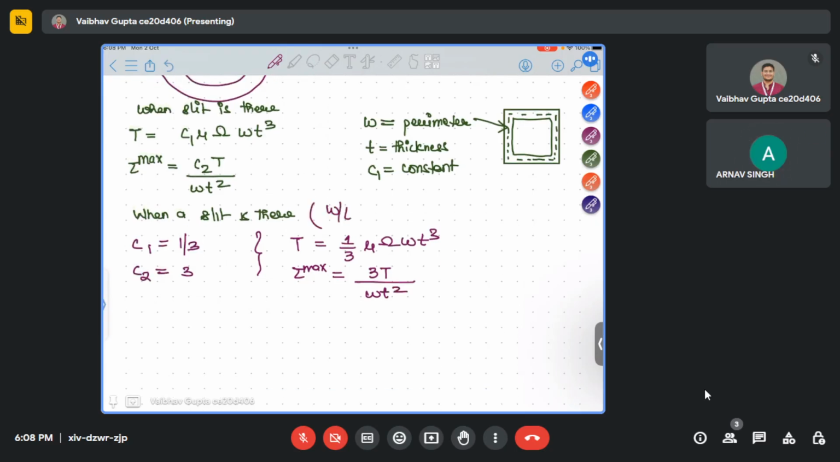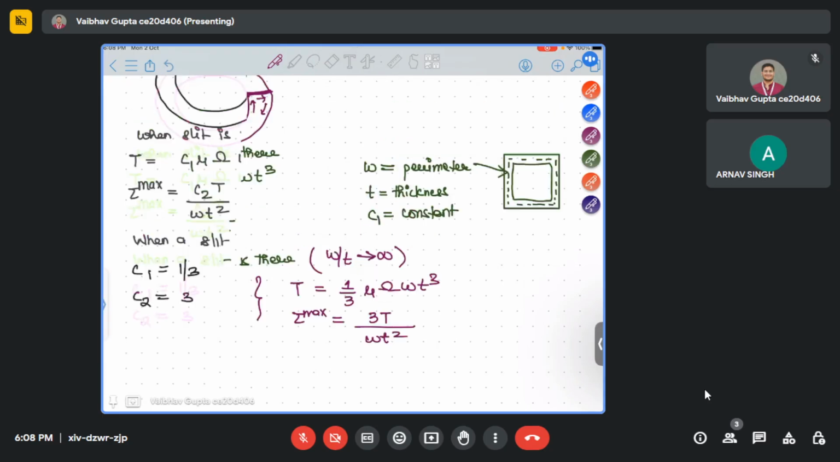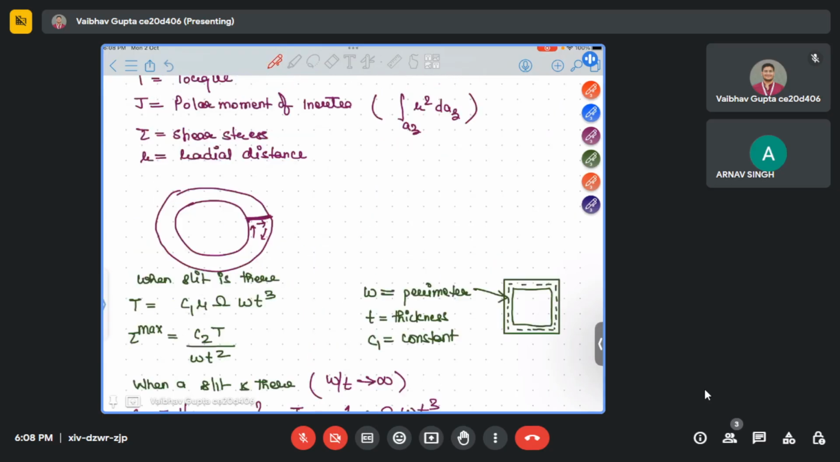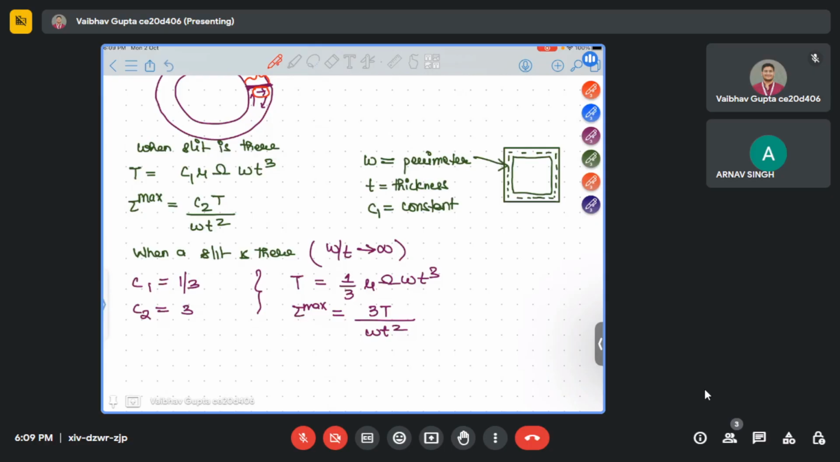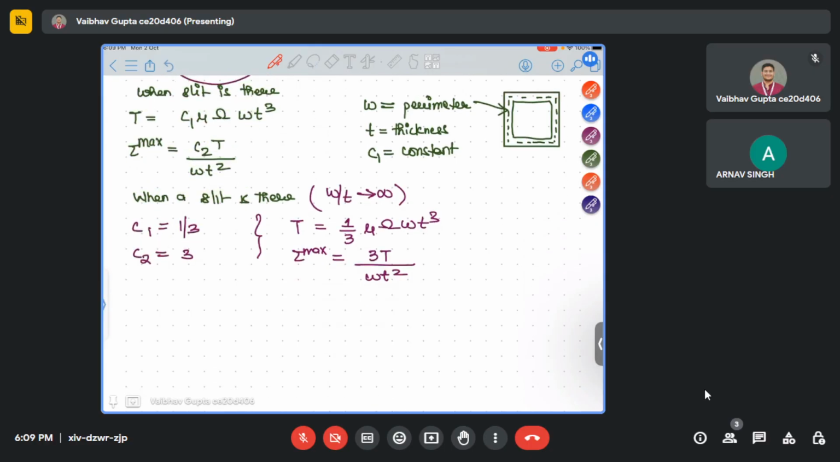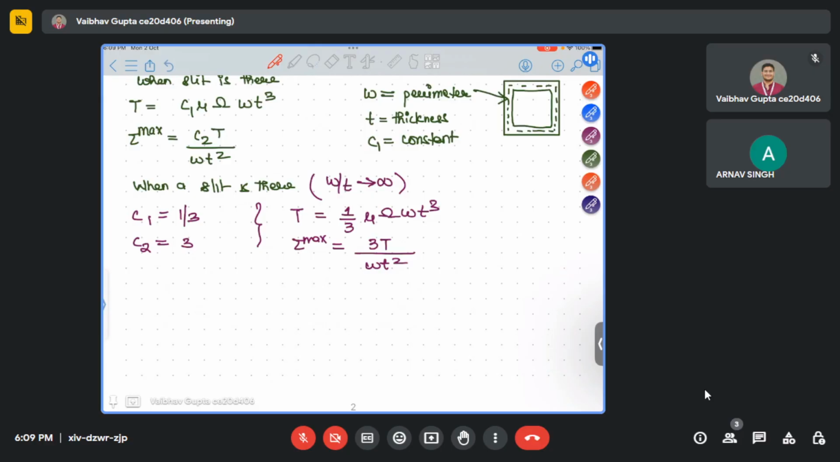Here W by T tends to infinity, because the thickness will be very small. The thickness doesn't mean this thickness; as explained in the lecture, the thickness will be the shear flow thickness. For comfort, we assume W by T is tending to infinity. That's why these constants are coming. Detailed derivations are not required as of now. So when a slit is there, this is used.